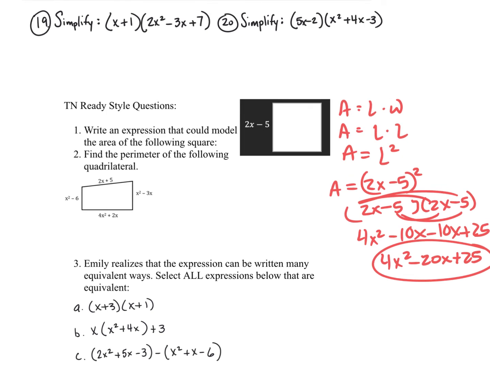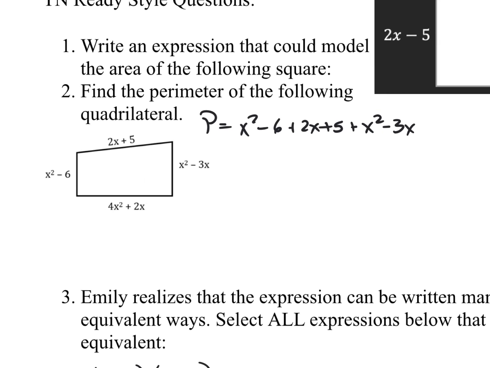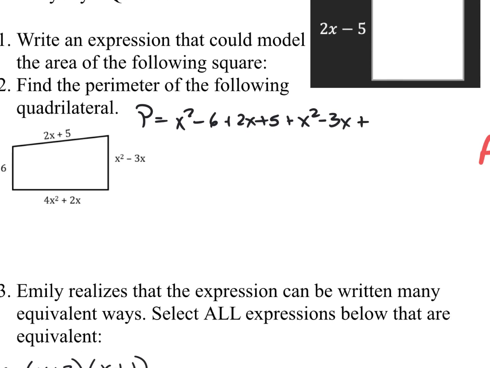Number 2, find the perimeter of the quadrilateral. Well, perimeter is just building a fence, so you just add up the sides. x squared plus 6, or minus 6, plus 2x plus 5, plus x squared minus 3x, plus 4x squared plus 2x.